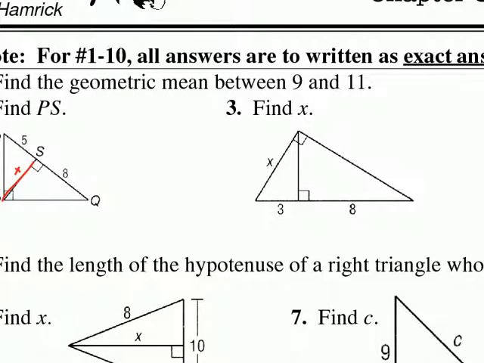So, there we go. X is the geometric mean, isn't it? Remember this? This is the geometric mean, and so is this one, and so is this one. But they only ask for PS, though you know that would be a geometric mean. So would this one. So this is the geometric mean between what and what? Between the two segments of the hypotenuse, 5 and 8.